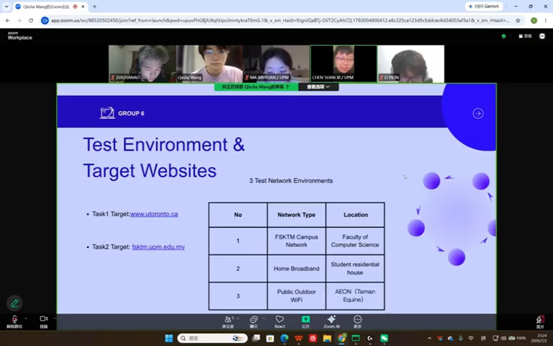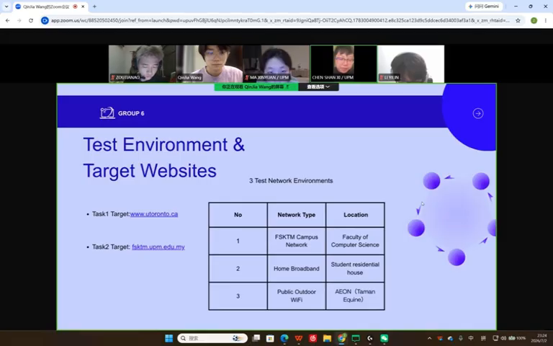Our target websites are on the left. Task 1 uses the University of Toronto website. Task 2 uses the UPM FSKTM website. On the right are our 3 test networks. First one, FSKTM campus network. Second, home broadband. Third, public Wi-Fi at the anytime equine. We tested each tool on all 3 networks.